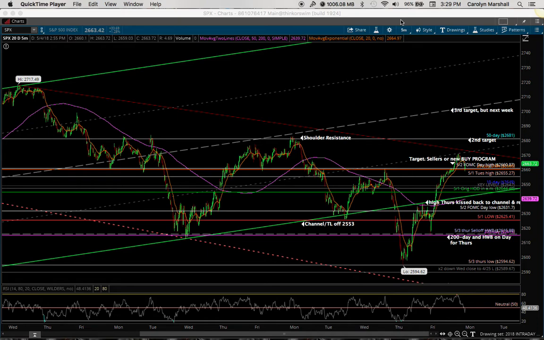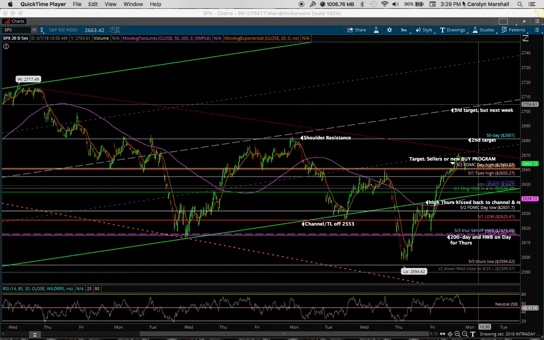Here is the 5-minute view of the S&P 500, my intraday chart. On my intraday chart, I manually plot each day where the simple moving averages are, because I can't use the simple moving average lines on a 5-minute chart that I'm supposed to be watching on a daily chart. So I manually set those and adjust them each day so that I know when price meets them.